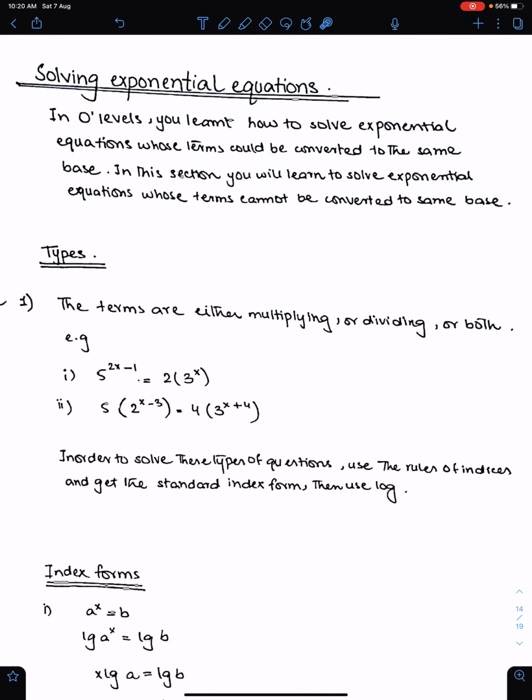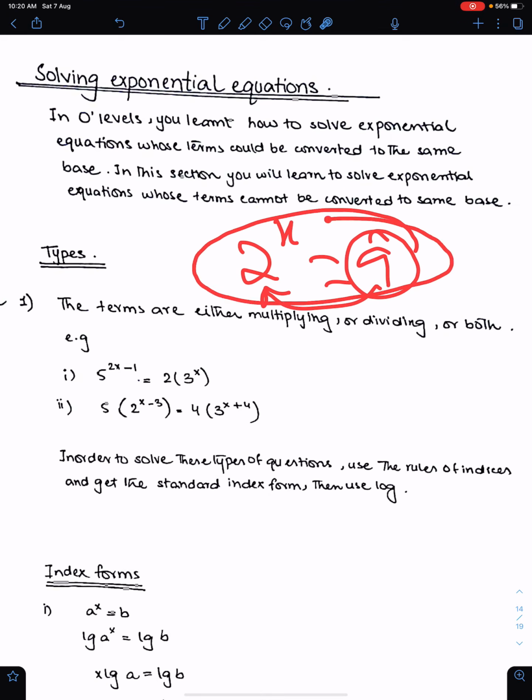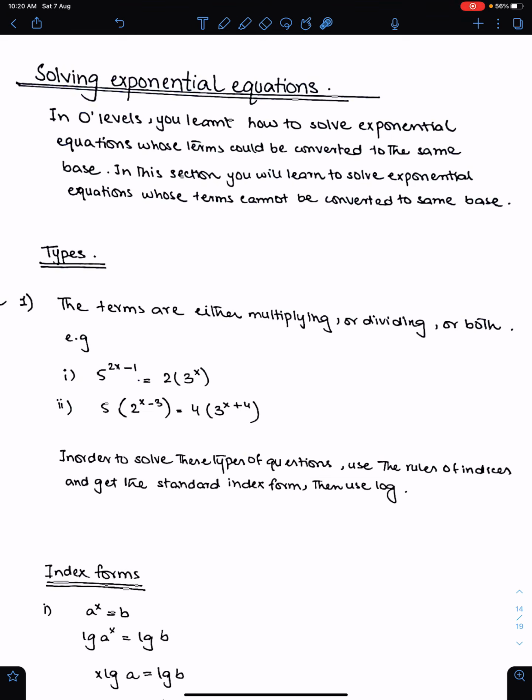In this section, you will learn how to solve exponential equations whose terms cannot be converted to the same base. Like in this question, you cannot convert 9 as base 2. So you have to use log. Well, there are two types of equations.